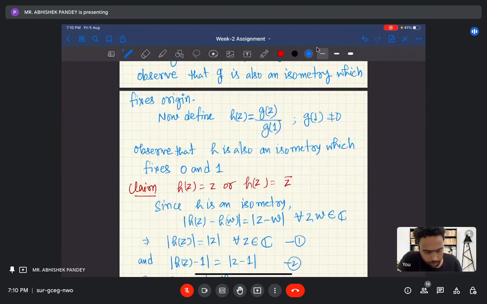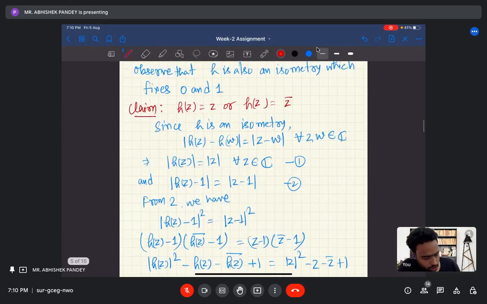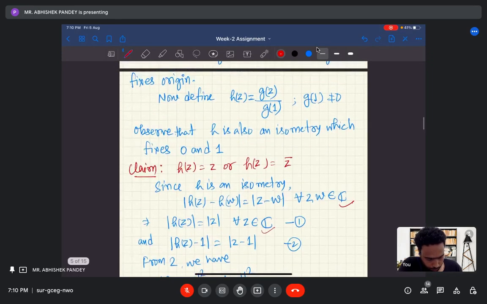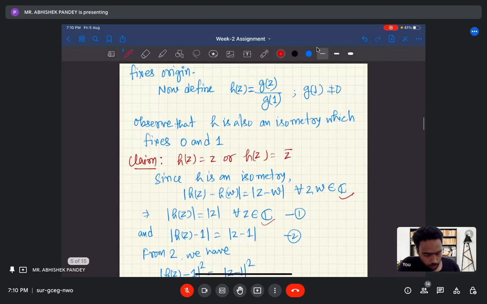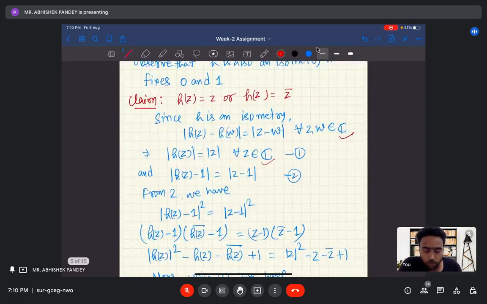Now the claim is H(z) is either z or z bar. Since H is an isometry, this holds. If we put w equals 0, this will be mod of H(z) equals mod z for all z belongs to C. This is fine. So H also fixes 1.